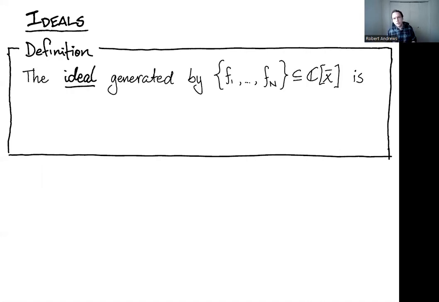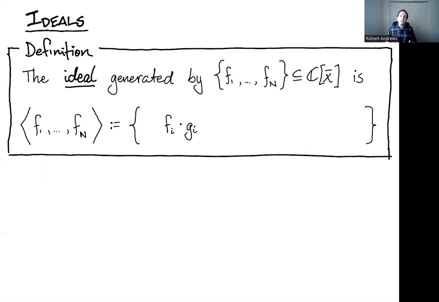So an ideal is going to be generated by a set of polynomials. So we'll specify the ideal by providing a collection of capital N polynomials. What is this ideal? We'll denote it by putting the generators in angle brackets, and the ideal will itself be a set of polynomials. The way we form this set is as follows. For each i, I take the polynomial fi, and I multiply it by some other polynomial gi, and then I take the sum of all of these different products as i ranges from 1 to capital N.